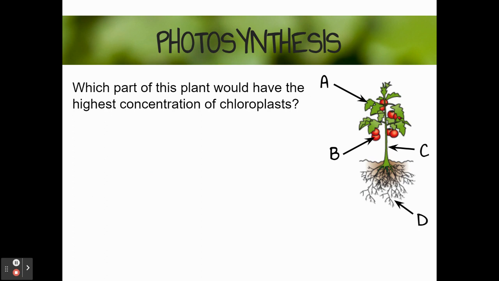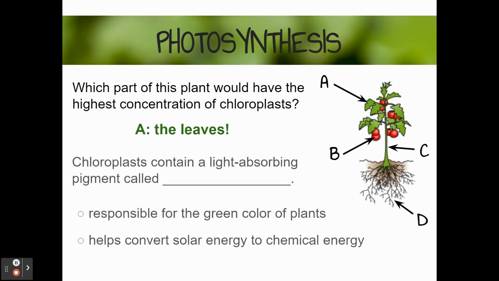Which part of this plant would have the highest concentration of chloroplasts? When we look at the image on the right-hand side of the screen, we have different letters pointing to various parts of that tomato plant. It's important to understand that the cells absorbing sunlight would have a very high number of chloroplasts so that they can do photosynthesis using the sunlight. It wouldn't make sense to have chloroplasts in the root cells because there's no sun down there. It would be very wasteful for a cell to produce chloroplasts when there's no sun to do photosynthesis.